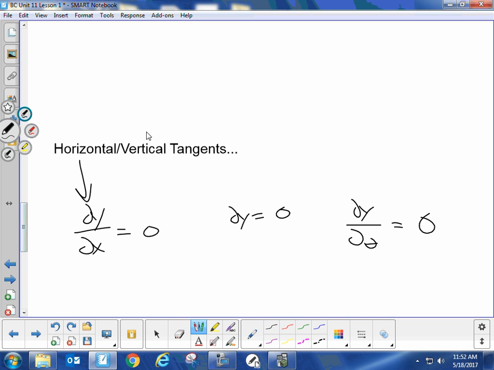For vertical tangents, we know that is when dy dx is undefined, right? What part of a fraction do we need to be 0 for something to be undefined? The denominator, right? So the dx part. Well, in the polar world, we'll just need dx d theta to be equal to 0. Make sure you have that written down. You'll have a question on your quiz like that. Okay, so that's how you find horizontal and vertical tangents.